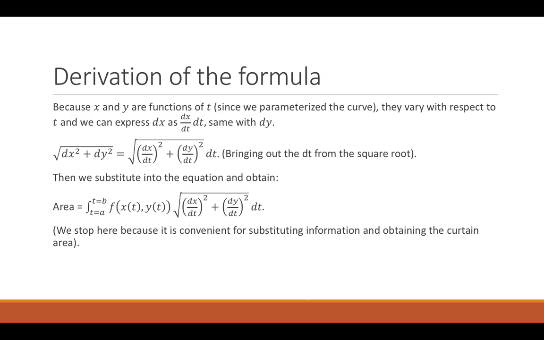Then we substitute into the equation and obtain the following. The area of the curtain we're looking for is the integral from t equals a to t equals b of f of x of t, y of t, times the square root of dx over dt squared plus dy over dt squared, dt. This is where we stop because it's convenient for substituting information and retaining the curtain area. See how everything is now in terms of t, and that means if you have enough information, you'll be able to compute the area.